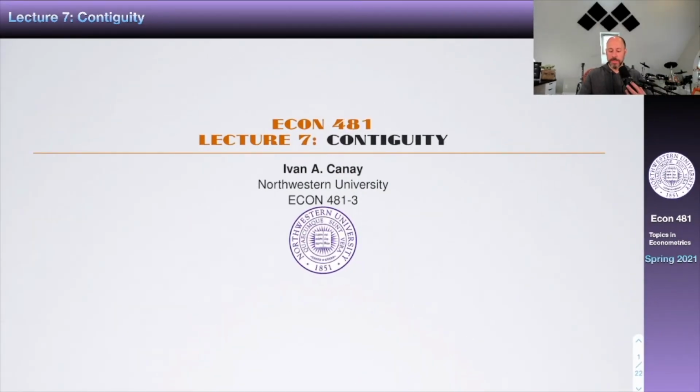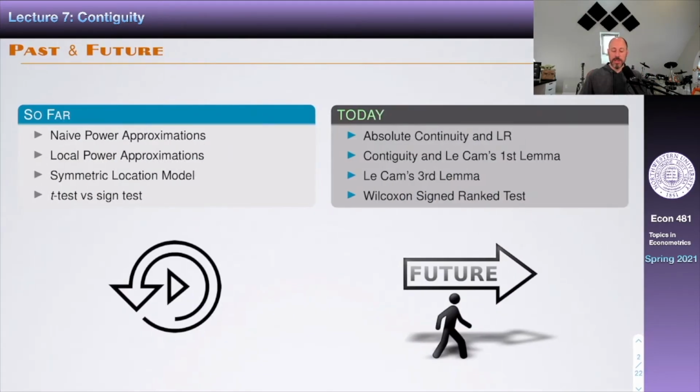All right, so today we're going to talk about contiguity. So, past and future. Last class, remember, we started this second part of the course, and we talked about naive power approximations and local power approximations, and we did everything in the context of the symmetric location model, where we compare the performance of the t-test and the sign test in terms of power.